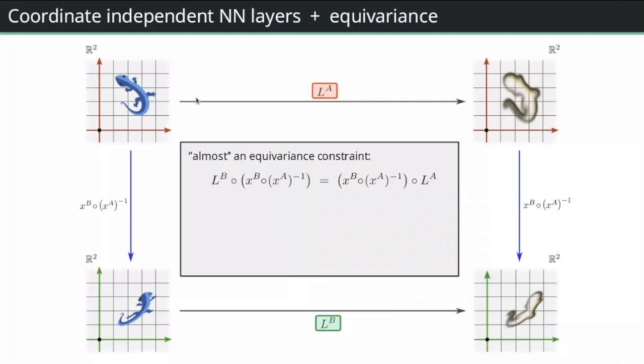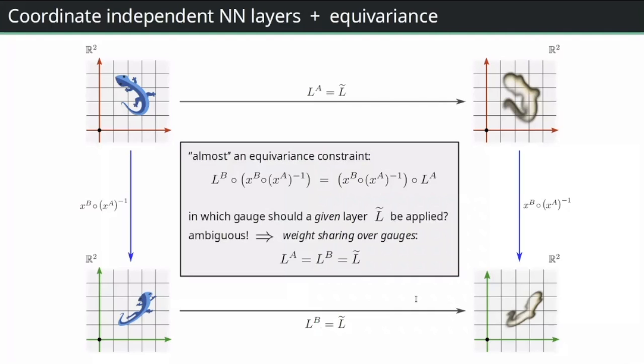So before we always had some function, let's just call it f, and down here also f, and f should commute with these transition functions. But here we have LA and LB, and we don't have an actual constraint on these layers LA and LB, but we just know how they relate in different coordinate systems to each other. So this is the point I wanted to make in the beginning, that coordinate independence is actually not implying equivariance.